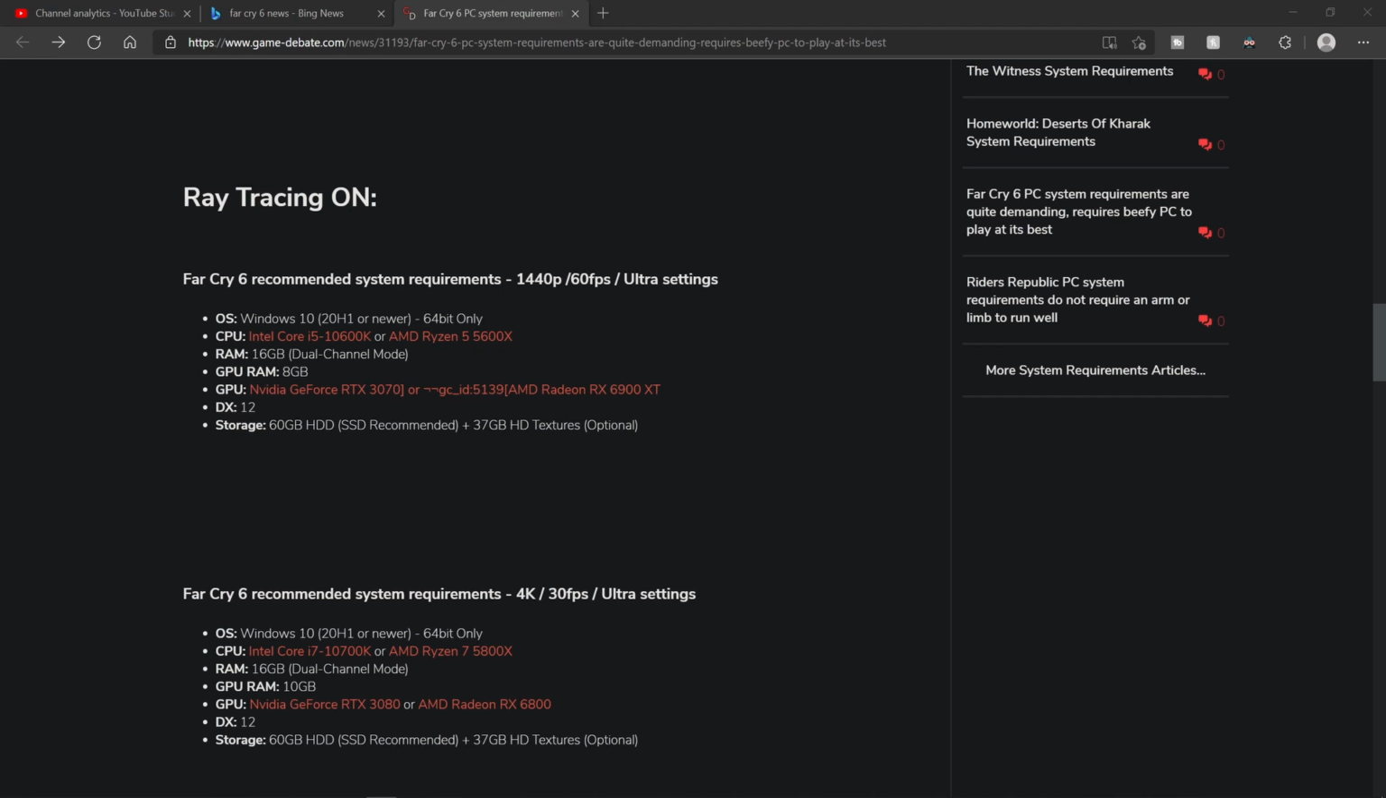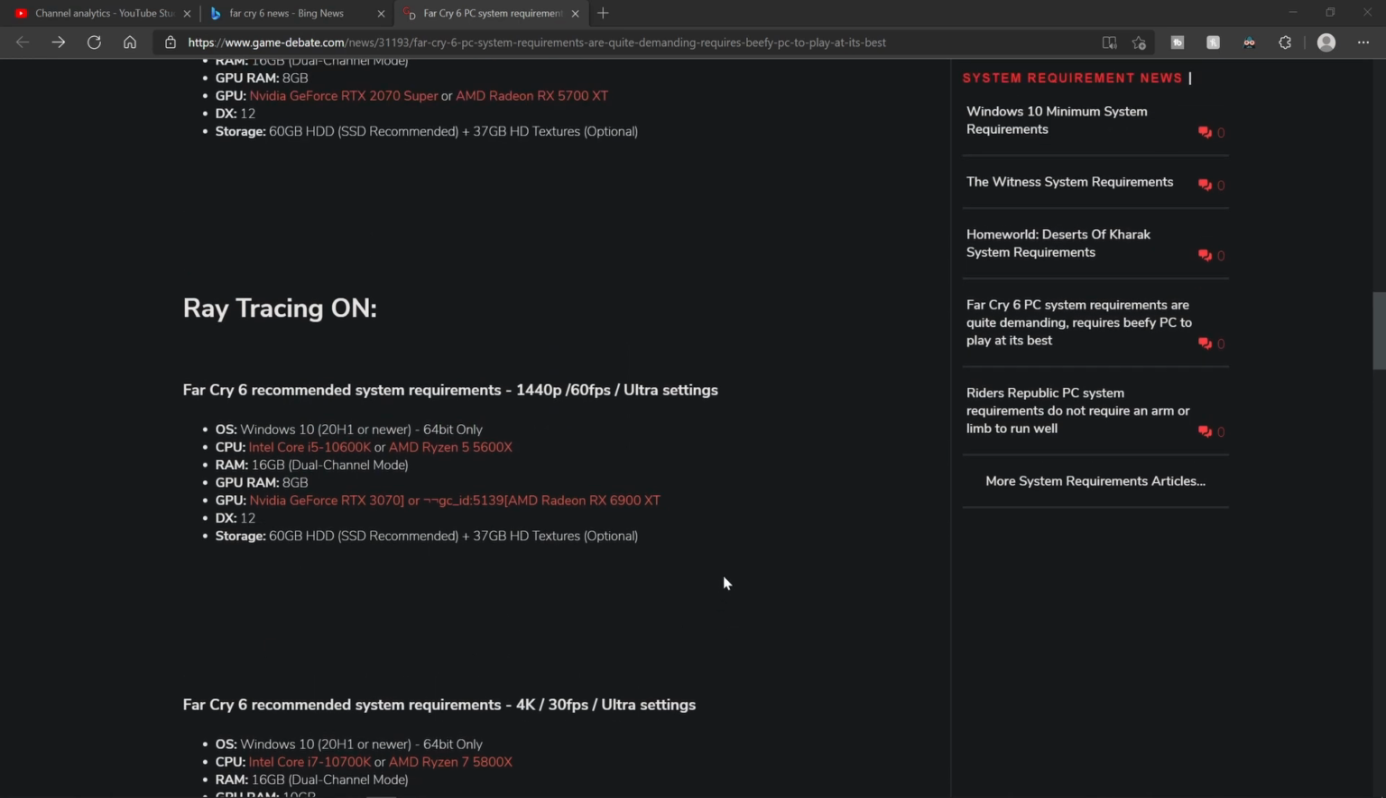Alright, so these next two categories are for my RTX gamers out there, for anyone that has an RTX graphics card strong enough for these two system requirements. The first one is the recommended settings for 1440p 60 fps ultra settings with RTX turned on.